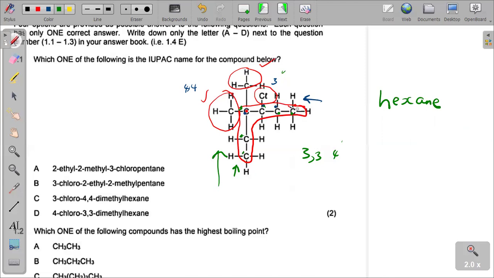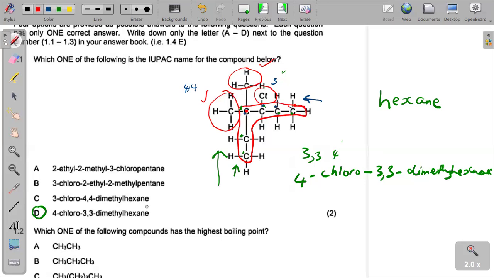Then we have a chloro, which means we have a chlorine atom there. We start with chlorine always because it comes first in alphabetical order. So we can now say 4 chloro, then 3, 3 dimethyl hexane, right? So that is matching number 1.1, D apparently. So 1.1 is D. That's what it means. All right. So we have identified 1.1 is D.